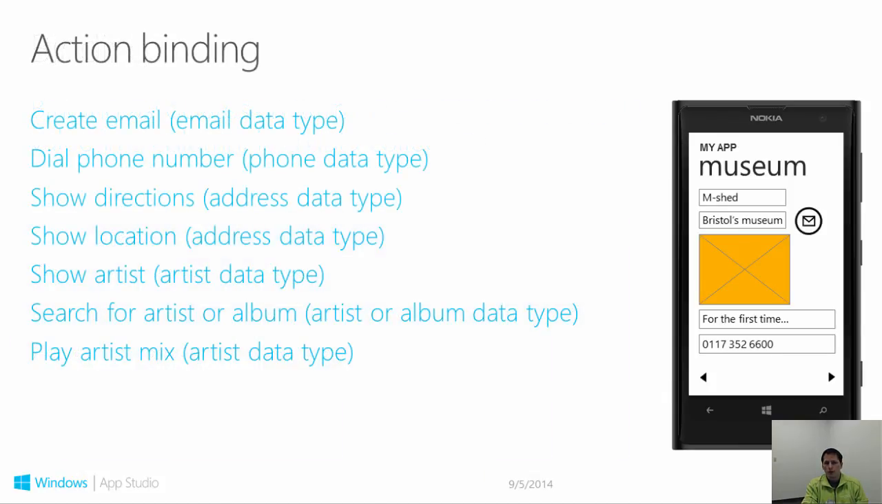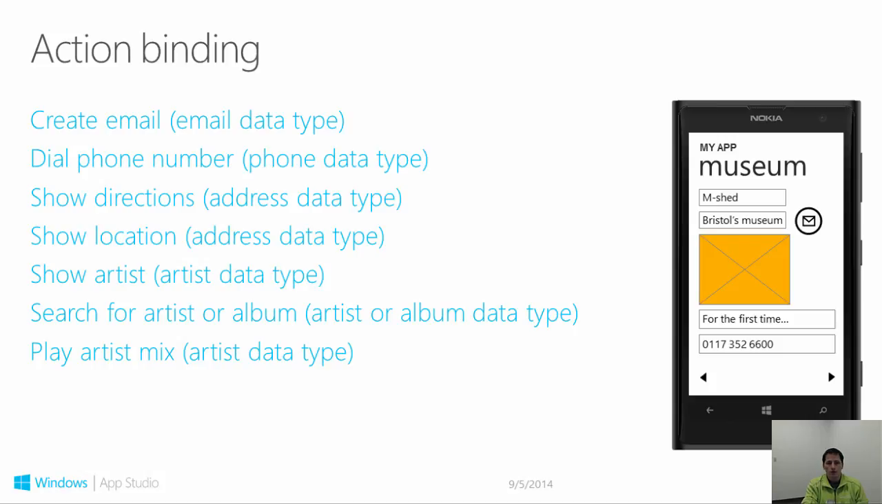Some of the data types you store in your collection can be used in special ways. If you use any of the special data types, you can perform an action binding as well as a normal binding. This means you can have your app perform special actions in addition to simply displaying the data. The special data types are shown here.